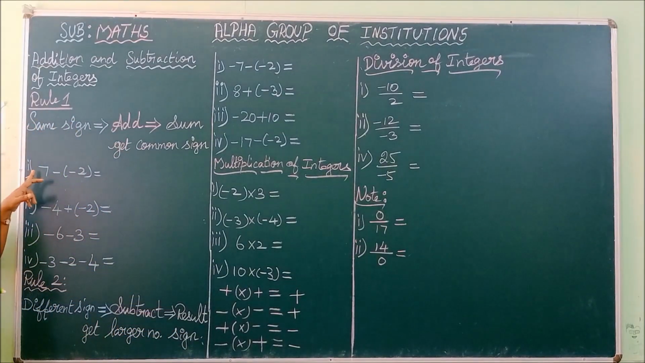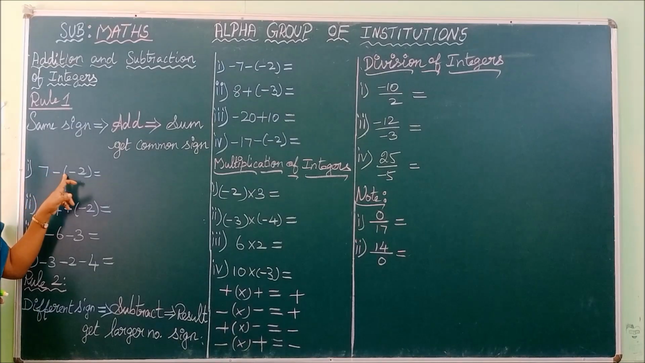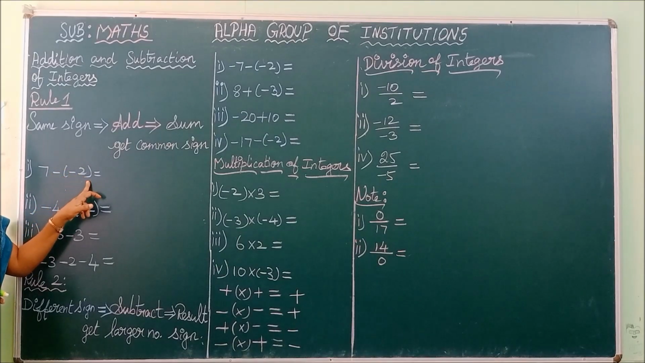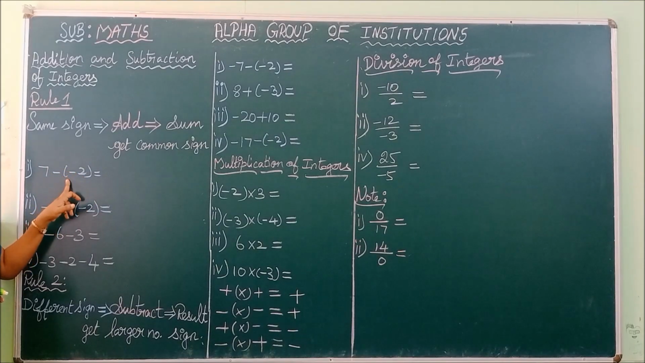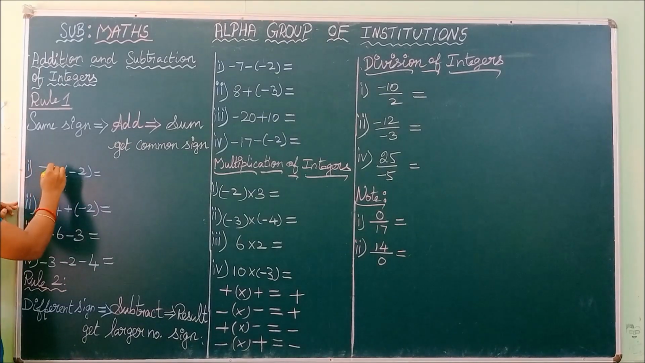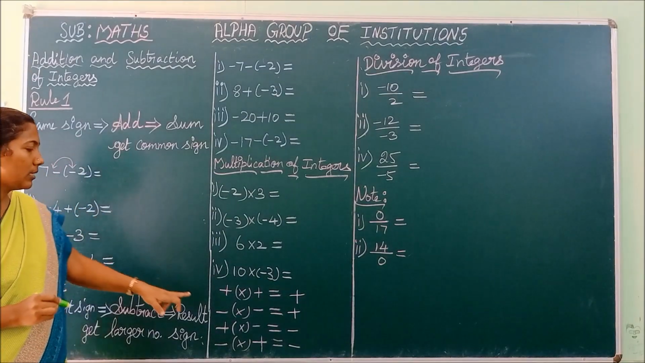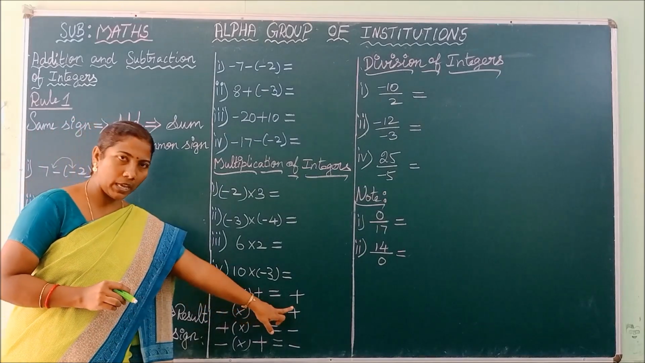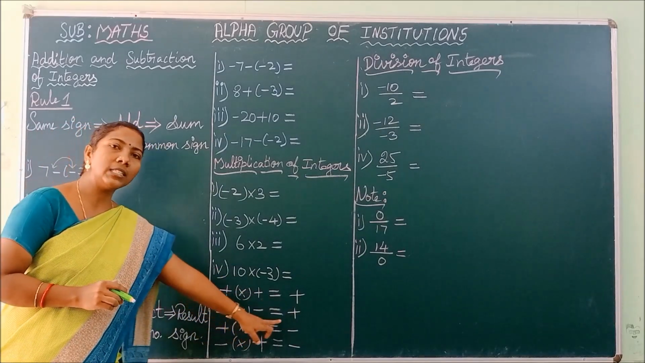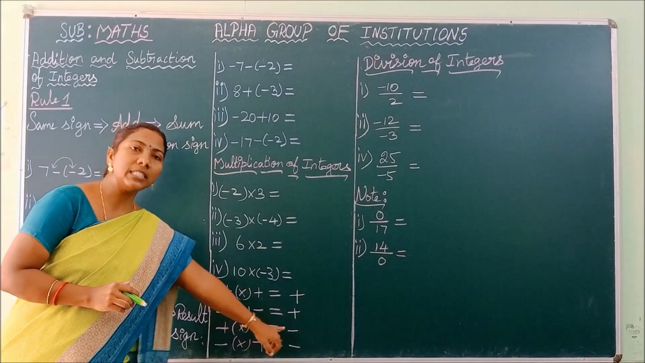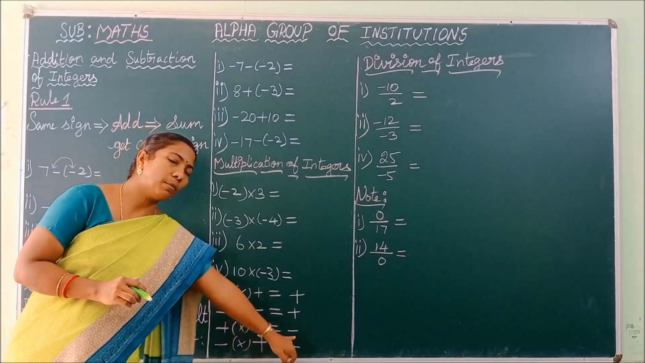See the first one. 7 minus of minus 2. In order to evaluate these two integers, we have to remove the bracket first. How do you remove the brackets? By multiplying the symbols inside and outside the bracket. We know how to multiply the symbols. Plus into plus, plus. Minus into minus, plus. Plus into minus, minus. Minus into plus, minus.